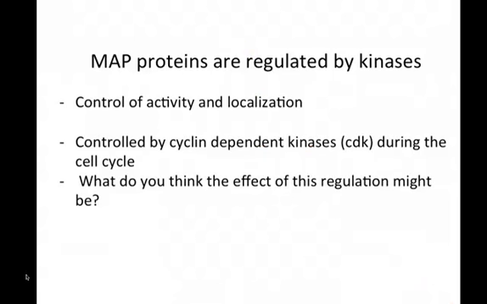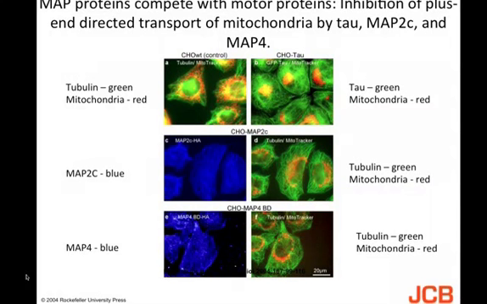Okay, so let's talk about this for a second. Another thing that MAP proteins can do, remember I said there are many types, is that some MAP proteins can compete with the motor proteins, and so this could regulate the activity of motor proteins. If you coat your microtubules with MAP proteins, you're going to block the train tracks, right?